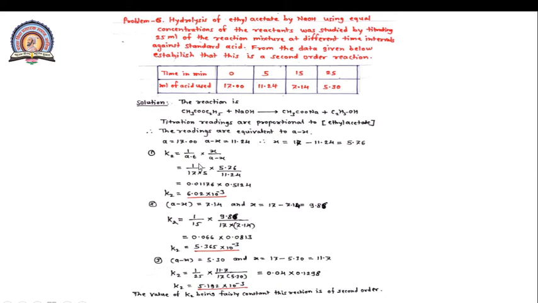Here it is equal to 1 divided by the initial concentration, that is, this is the 0 reading, this is 17 into T, now this 5, into 5.76. This value, 11.24, means the ml of acid used, that means A minus X. Then solve this term, multiply these terms, and obtain K2 as 6.02 into 10 raised to minus 3.